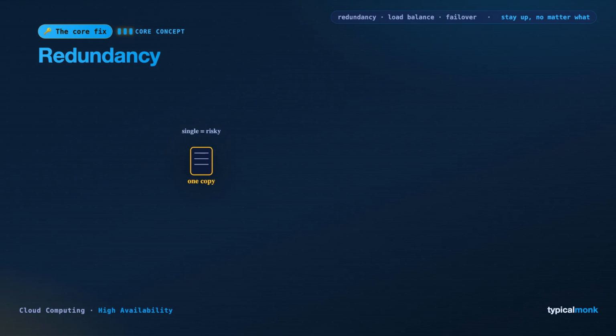The idea is simple. Run more than one of every critical component. Instead of one web server, run several. Instead of one database, run a primary with one or more replicas. Instead of one of anything your system depends on, have two or more. You are deliberately building in duplication and spares that exist precisely so that no single component is irreplaceable. The effect is exactly what high availability needs.